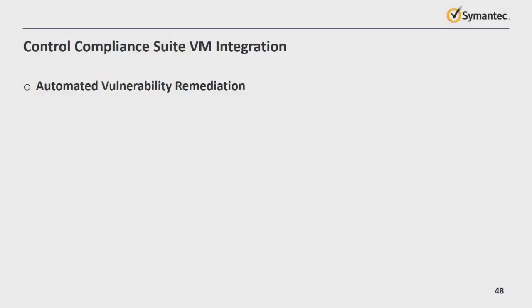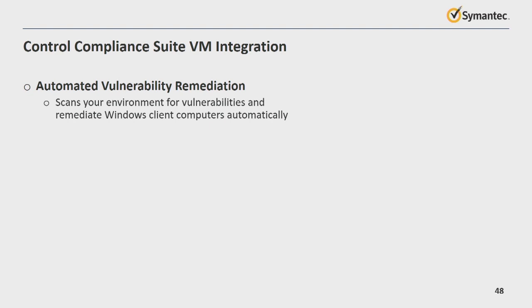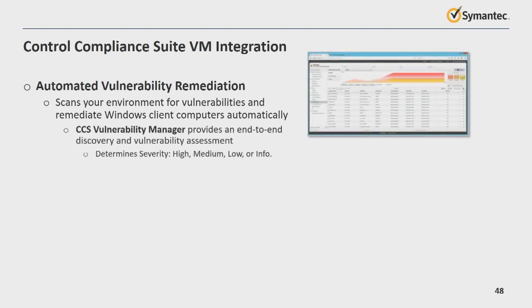We also have Control Compliance Suite VM integration. So in this case, you've already seen this one where it basically takes the endpoint, looks for vulnerabilities, okay, and it's for Windows clients. So CCS Vulnerability Manager, this is another part of CCS. It goes through and it provides the end-to-end scanning of vulnerabilities in the environment. And it basically spits out what's high, medium, low, or info. So just think of those as a status.